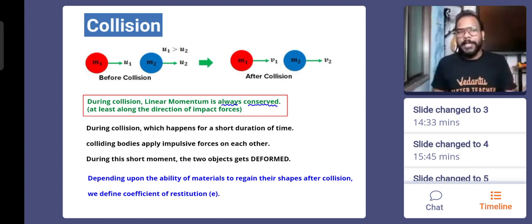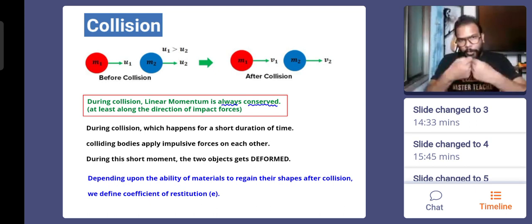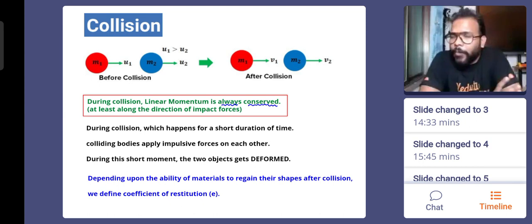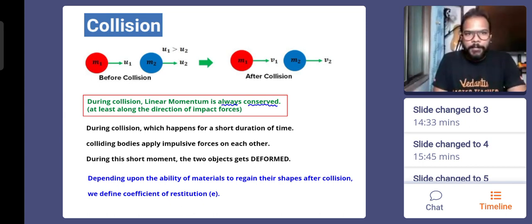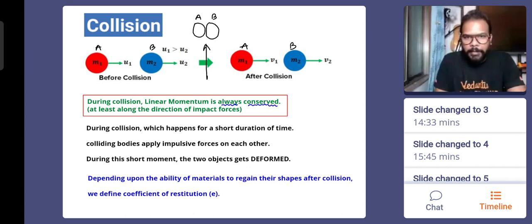Okay. So any two objects which are colliding, during the time when they are applying force on each other, their shapes will be deformed. Very important. When they are trying to collide with each other, in this intermediate step, their shapes get deformed. So what happens, guys? Say I call this body A and this body B, red and blue bodies, they are colliding.